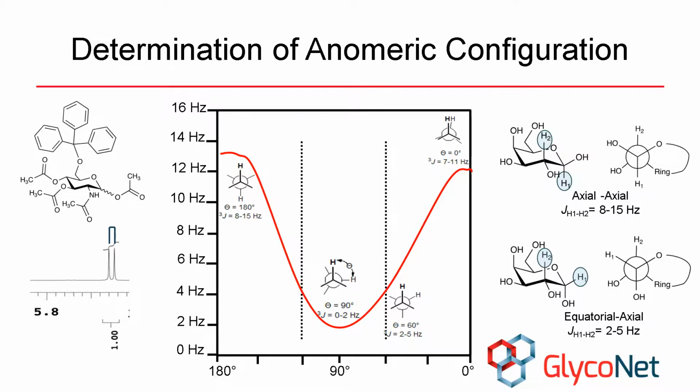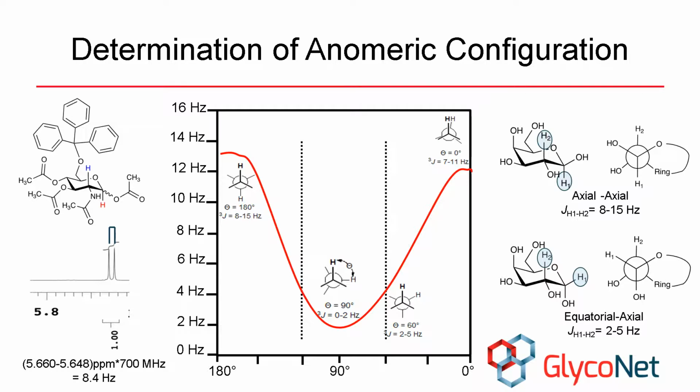If we go back and calculate the coupling constant in the signal produced by the proton at the anomeric carbon in the example on our left, we can determine which anomer is present. Recall that the coupling constant is determined by taking the difference of the chemical shift between the peaks within a signal and multiplying the difference by the strength of the magnetic field that the spectrum was run in. For our previous example, we are able to determine that the coupling constant is 8.4 Hz, which indicates that the protons at C1 and C2 are axial to one another, meaning that the orientation of the anomeric OH group is equatorial.